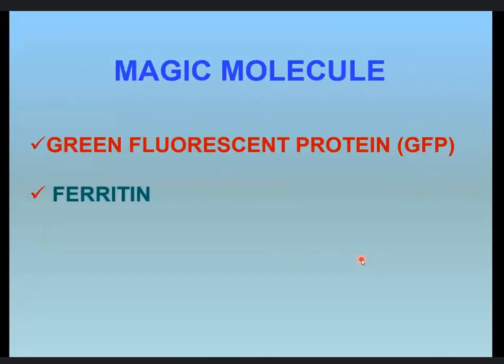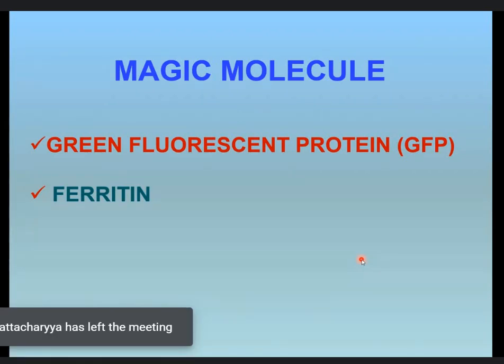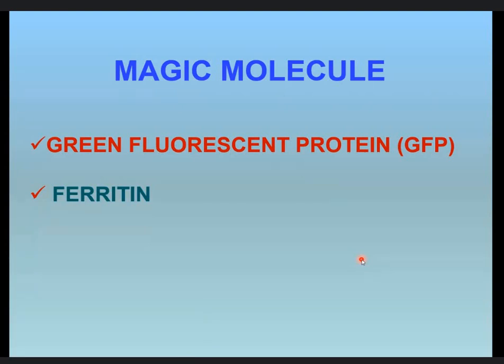Now after this, we go to another discovery, and I call them the magic molecules, and I include two molecules here. One is green fluorescent protein, called GFP, the other is ferritin. Green fluorescent protein is isolated from a jellyfish. I will show you the picture. And ferritin is in our body, which stores iron.